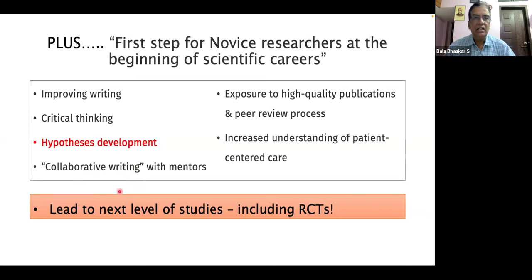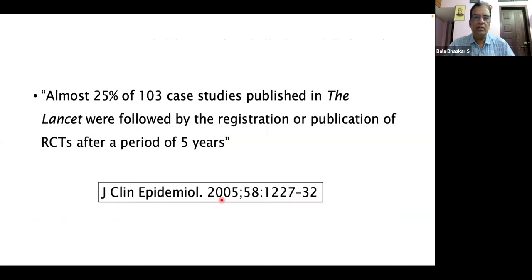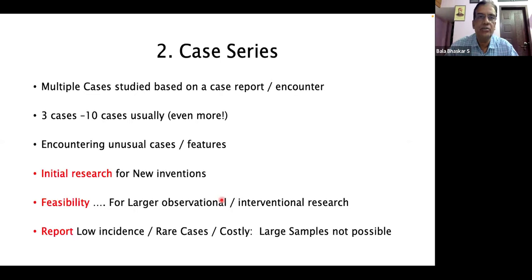In fact, a case report can lead to the next level of studies and research, including RCTs. One publication in the Lancet says that over a period of 5 years, almost 25% of 103 case reports published in the Lancet were followed by registration or publication of RCTs. So that's the importance of case reports. This is what there is to say about case reports.